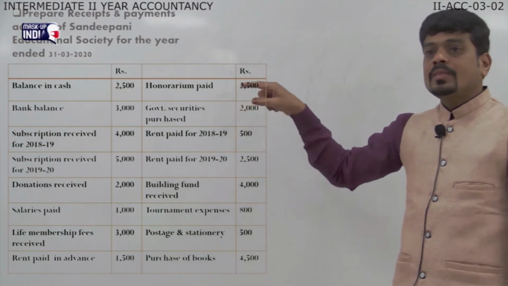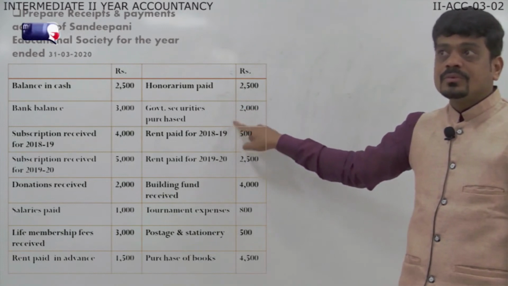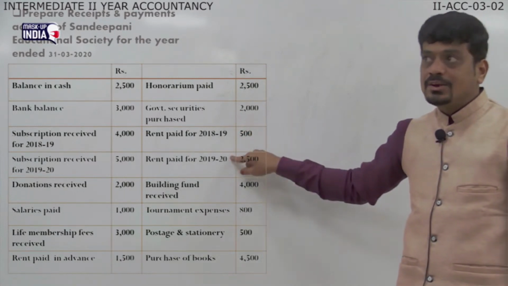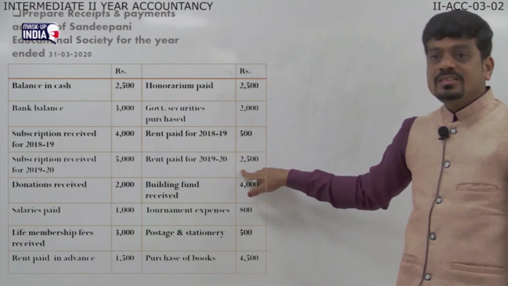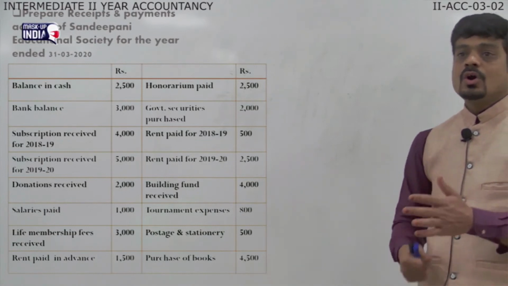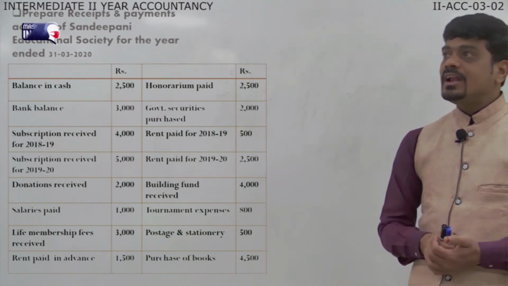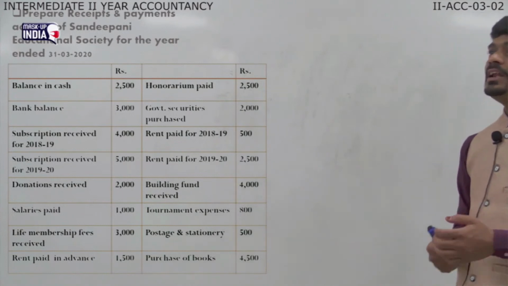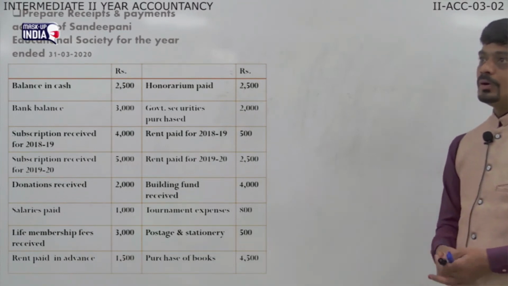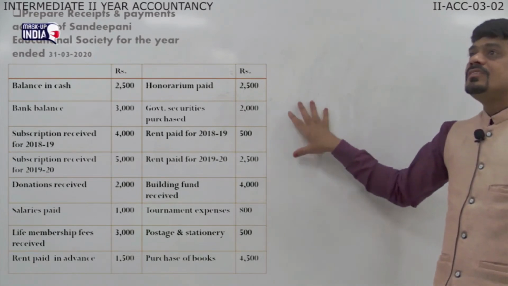Transactions, if you see, they gave you balance of cash, bank balance, subscription received for 18 and 19. Again, they gave subscription received for 19 and 20. Then donation received, salary paid, life membership fee, rent paid in advance, honorarium, government securities, rent paid for 2018 and 19, rent paid for 2019 and 20, building fund, tournament expense, postage and purchase of books. Again, we have to group them into receipts and payments.